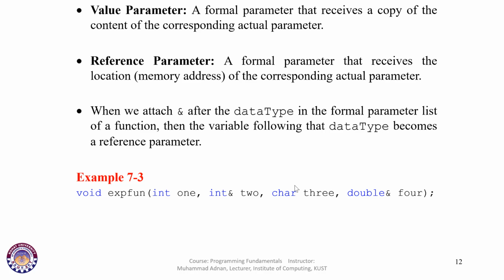We have another example where we have the function name exp fun. It has a void return type, and then you can see one is a value parameter, then two is a reference variable because it is getting the reference of a variable. Then we have a value parameter called 3, and a reference variable called 4. So you can even make a combination of value parameters and reference variables, so it's up to you.